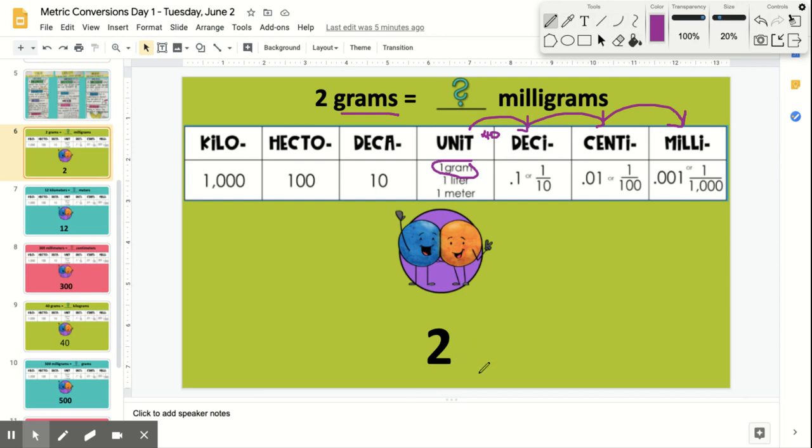decimal point. So 2 is a whole number, so its decimal point is at the end of the number like this. We need to move it 3 times. So 1, 2, 3. And what I need to do is put zeros there as placeholders. So my answer becomes 2,000. So 2 grams is the same thing as saying 2,000 milligrams. And the abbreviation for milligrams is mg. So 2,000 was the answer. Moving on.